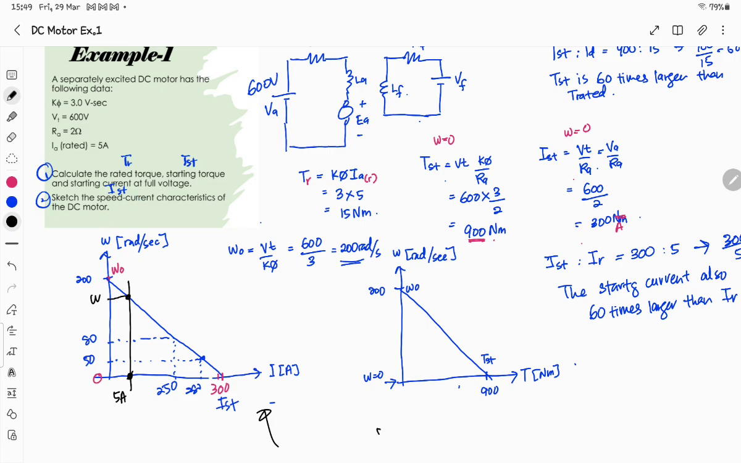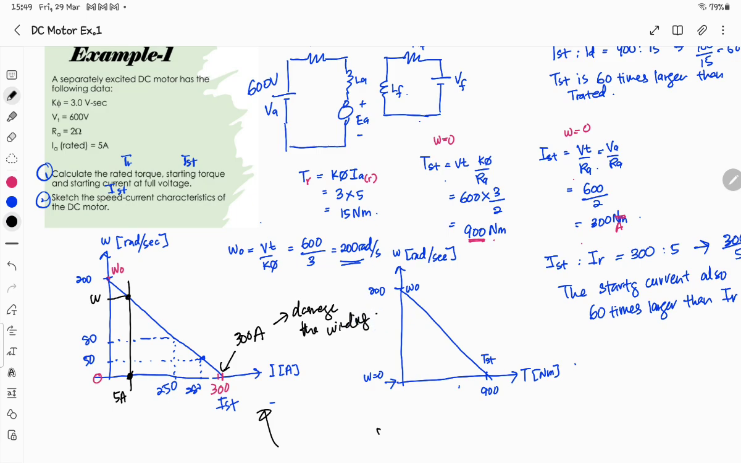Alright, and you need to know, when you start a motor without increasing its speed, the motor will draw this 300 ampere. If it carries this current for a long time, you know what will happen: it will damage the winding.